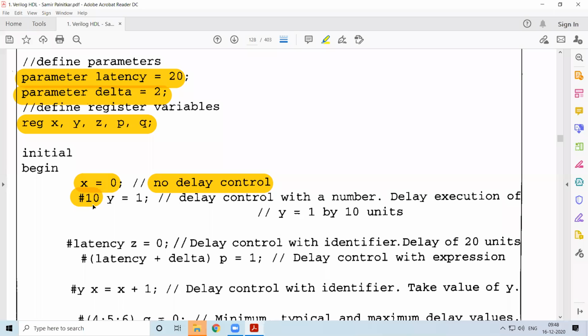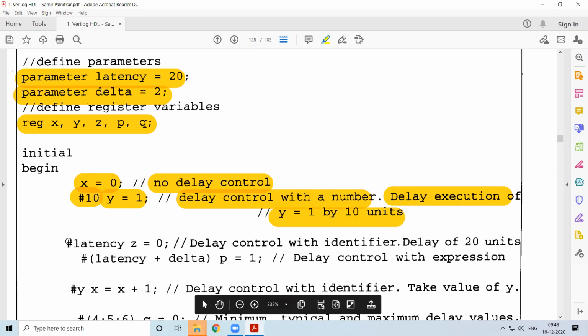So this number tells that when you encounter the statement y is equal to 1, you have to assign the value of y equal to 1 after 10 time units. So this is a delay control with a number. The execution of the statement is delayed by 10 time units.